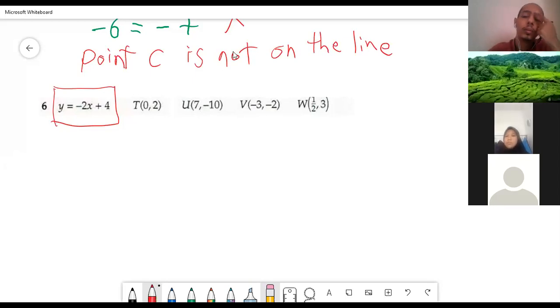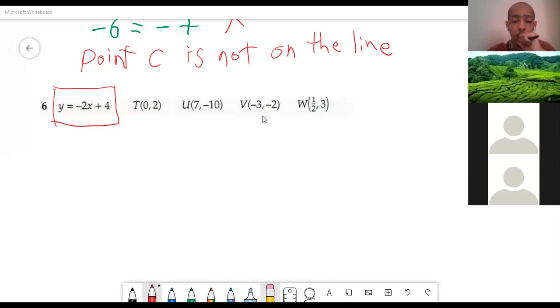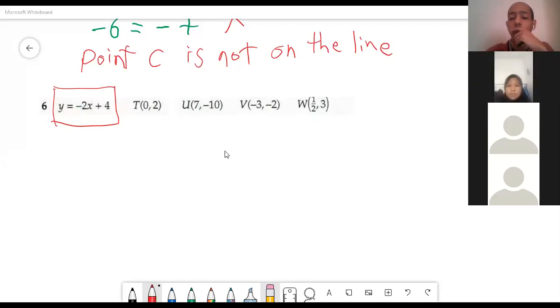Abdullah? Abdullah, are you with us? He seems not with us. Okay, Ether? Ether, do you hear me? Can you hear me? I'm not sure. Can you do it, please? The first point: we have this equation, and we want to figure out if these points are on the line or not. Can you do the first point?